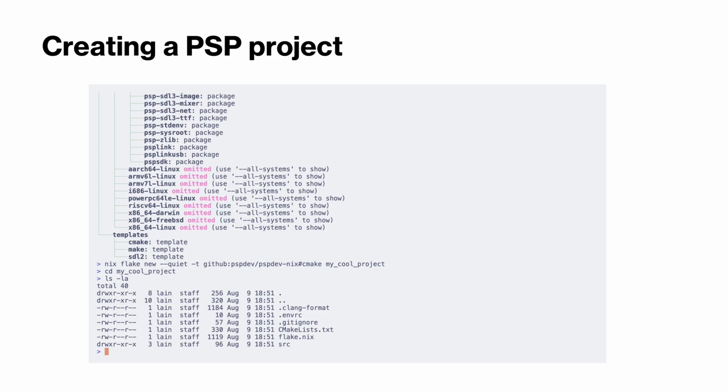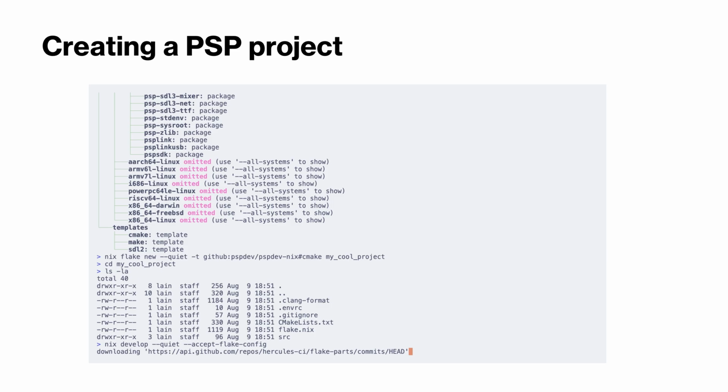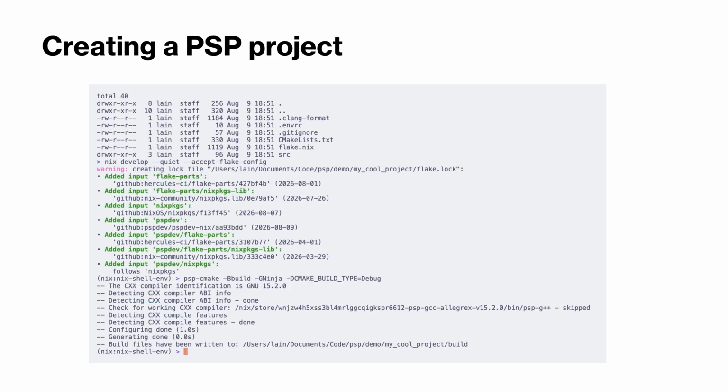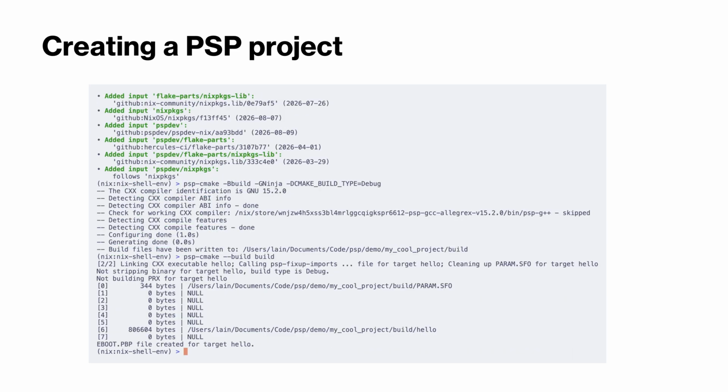We can enter its development shell with nix develop. Now we can build it with psp-cmake. After that, we can run our project with PPSSPP. I would have shown this running on real hardware, but sadly my PSP no longer turns on.